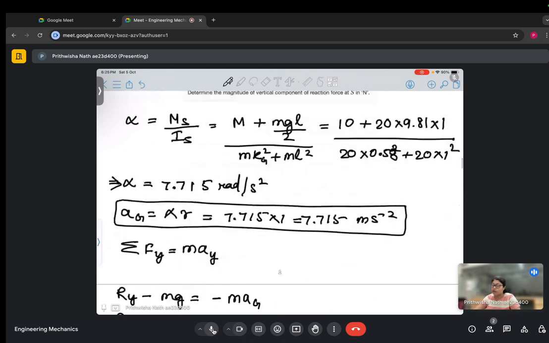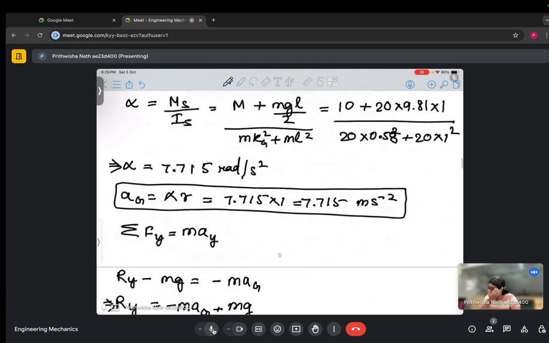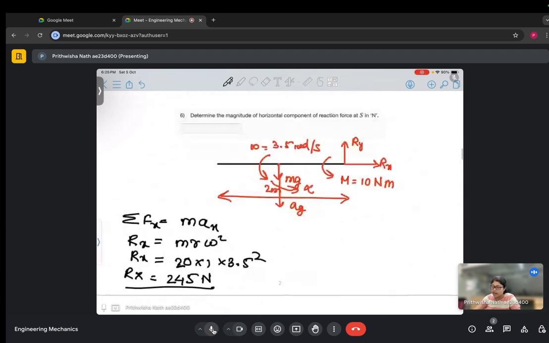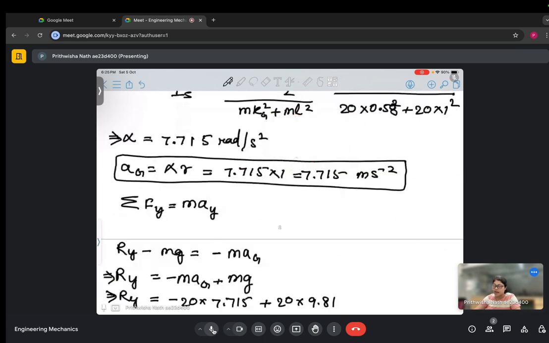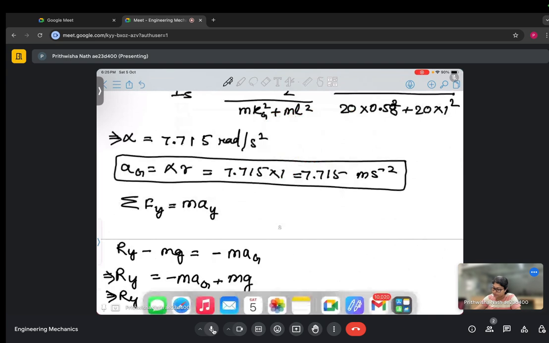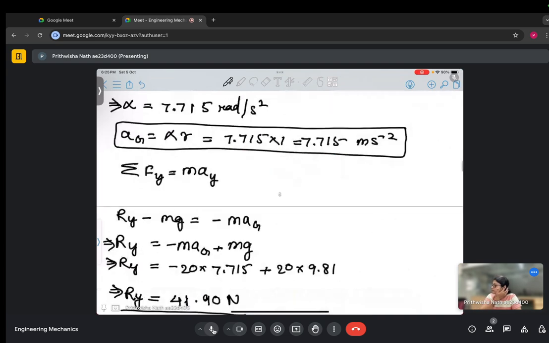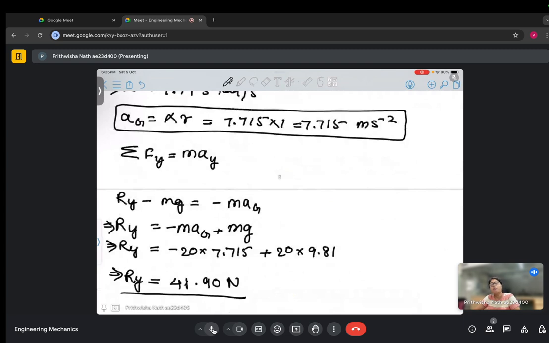And from now we can compute Ry. So summation of Fy is what? Ry and mg. Ry is acting in the positive y direction and mg is acting downwards. So Ry minus mg equals minus m a_G. From there I get Ry to be 48.90 Newton.